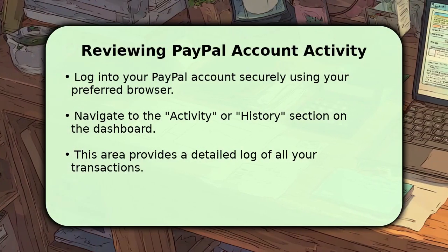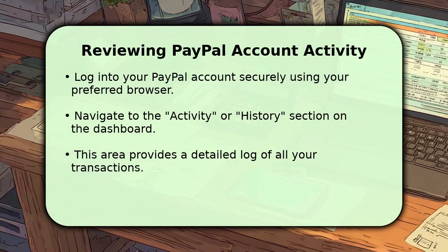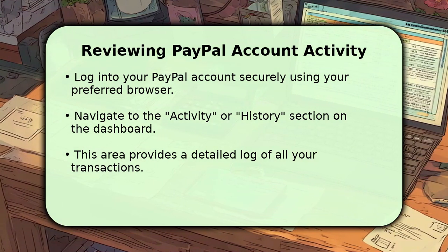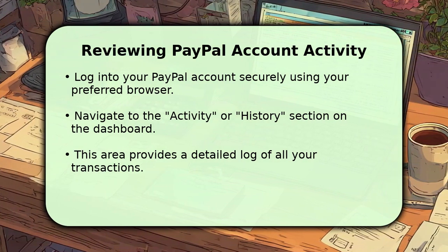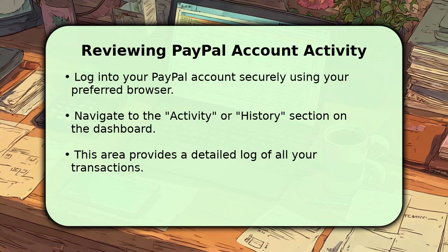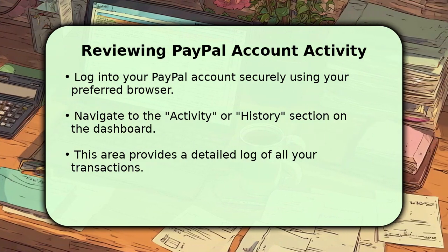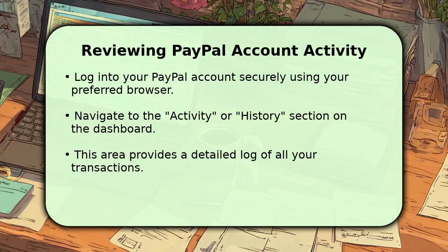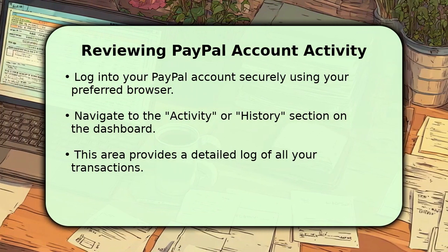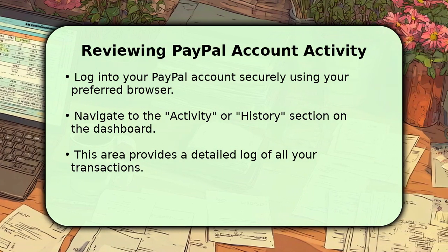First, securely log into your PayPal account using your web browser or the official mobile application. Once you are logged in, locate the Activity or History tab, usually found on your main dashboard. This section serves as a comprehensive record of every transaction you have made, showing specific dates, amounts, and initial merchant details. It is your primary source for all PayPal-related financial information.